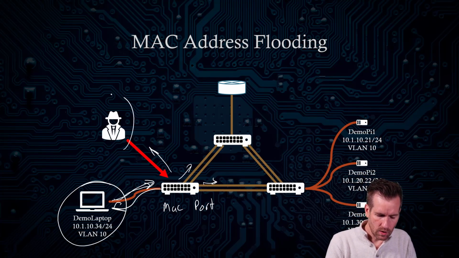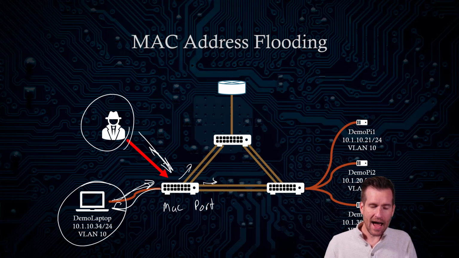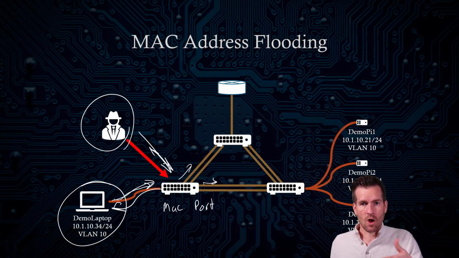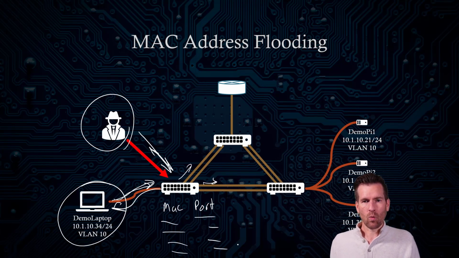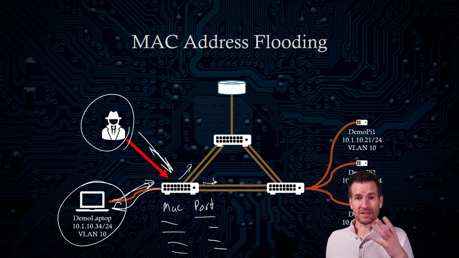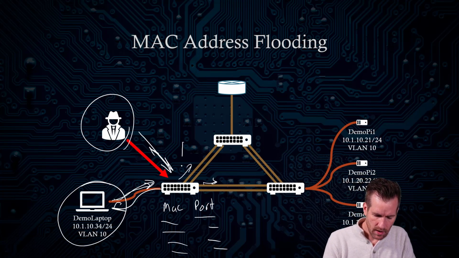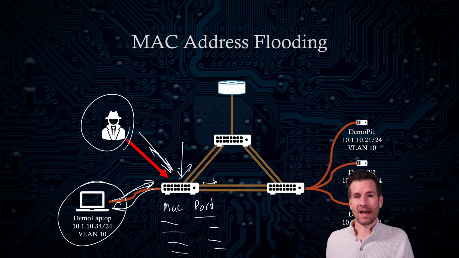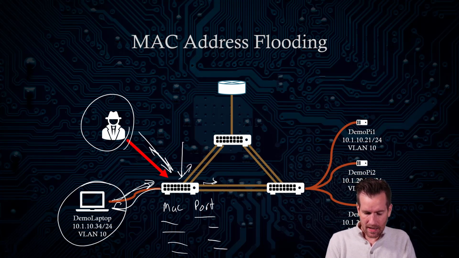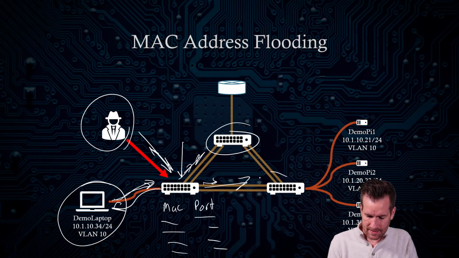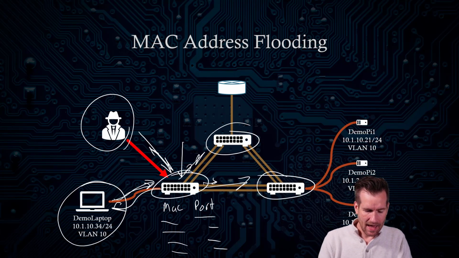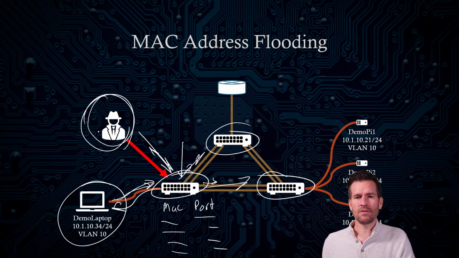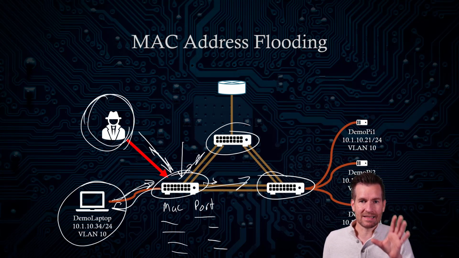What an attacker will do is send out a lot of different frames with different MAC addresses, and it will fill up this MAC address table. Once the MAC address table fills up, then this switch essentially becomes a hub. Since this will get propagated to the rest of the network, all of these switches will eventually become hubs, and then this attacker will get to see all of the traffic that's coming across the network.